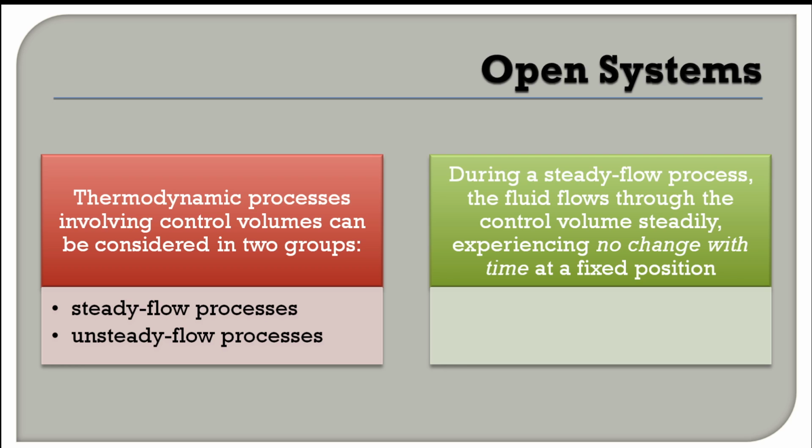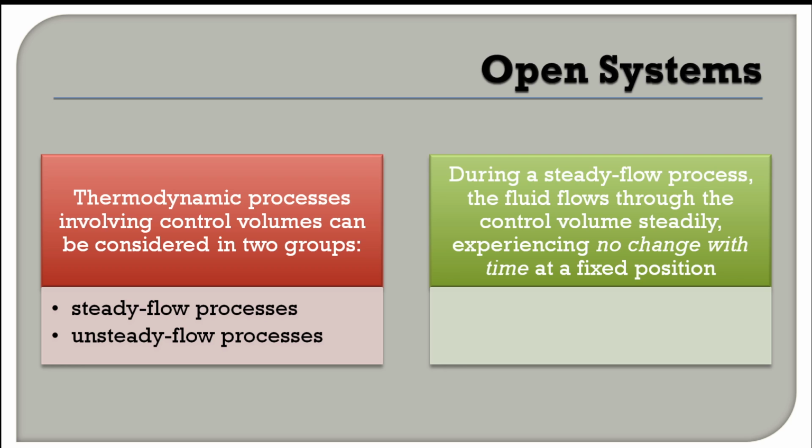Examples of open systems include fans, turbines, compressors, nozzles, pumps, and heat exchangers. All these are open systems. Thermodynamic processes involving control volumes, that is open systems, can be considered in two groups, which can be steady flow or unsteady flow, depending on the variation of the properties with respect to time.